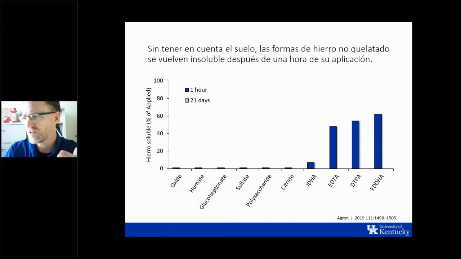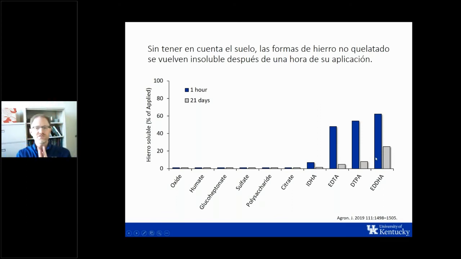I'm not sure exactly where you're at, if it's available or not, but you need to note if these are available or not. IDHA is an organic chelate that is manufactured somewhere in Northern Europe. I can't remember where, but you can see even it is very low in solubility. It has very little ability to maintain iron solubility. When we look at 1 hour, it's almost all gone. 3 weeks later, it's again still almost all gone. Only the true chelates down here have any solubility 3 weeks after application.